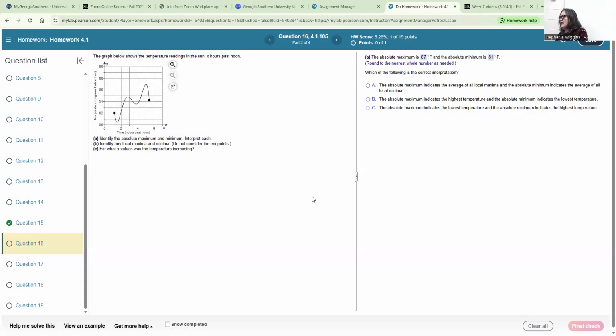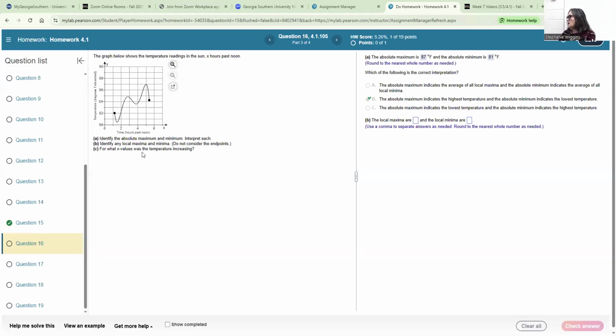Okay. The next thing says, which of the following is the correct interpretation? The absolute maximum indicates the average of all local... We're not talking about averages. Remember, we're just talking about temperatures. So the absolute maximum indicates the highest temperature and the absolute minimum indicates the lowest temperature. Yeah, I think that's right. Here it says the absolute maximum indicates the lowest. That's obviously wrong. So B is the correct choice.